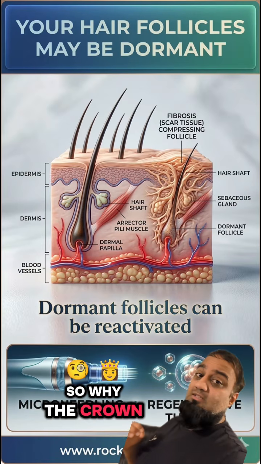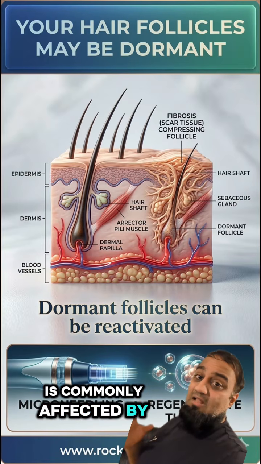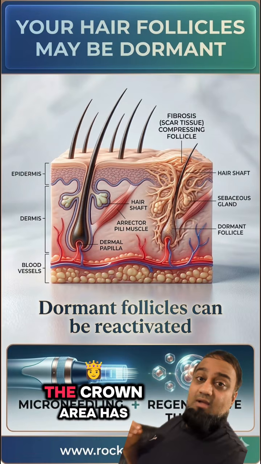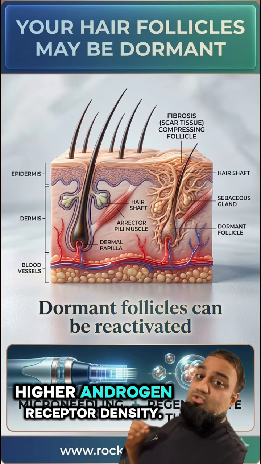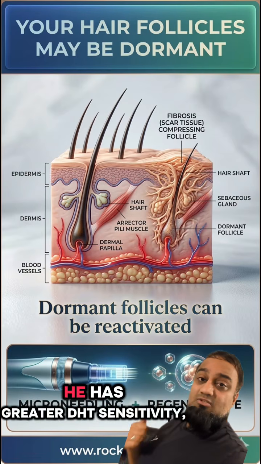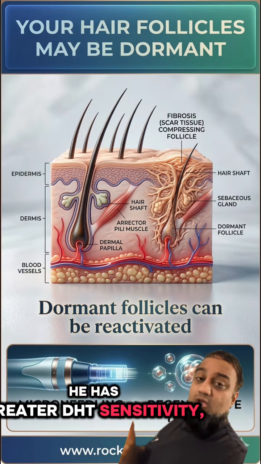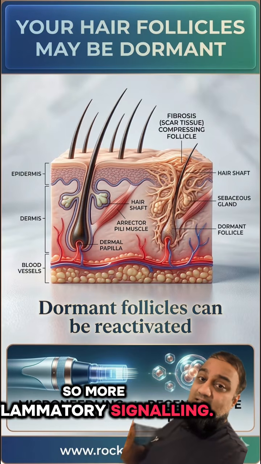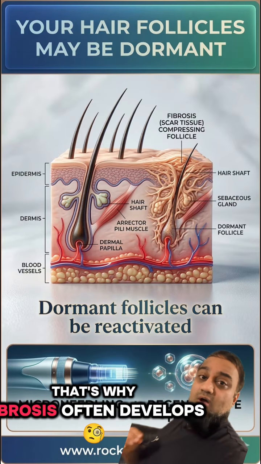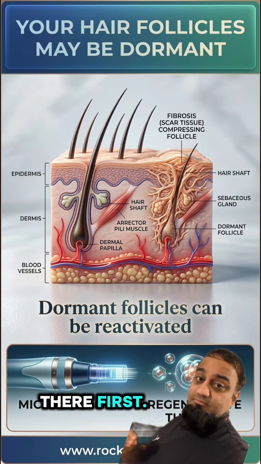So why is the crown commonly affected by scalp fibrosis? The crown area has higher androgen receptor density. It has greater DHT sensitivity, so more inflammatory signaling. That's why fibrosis often develops there first.